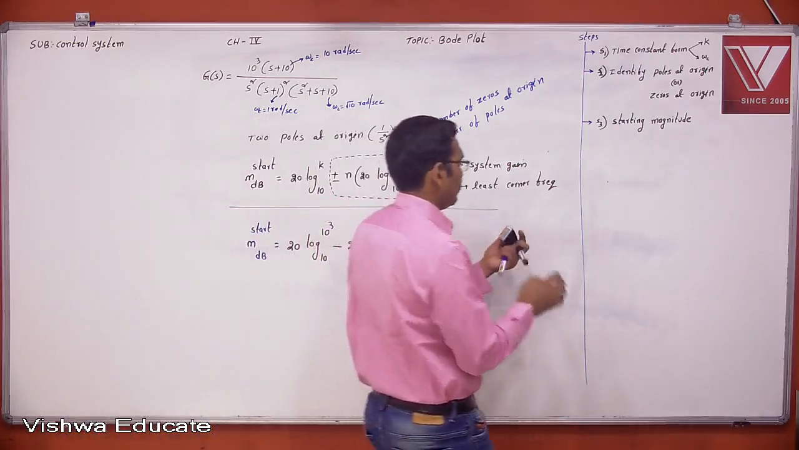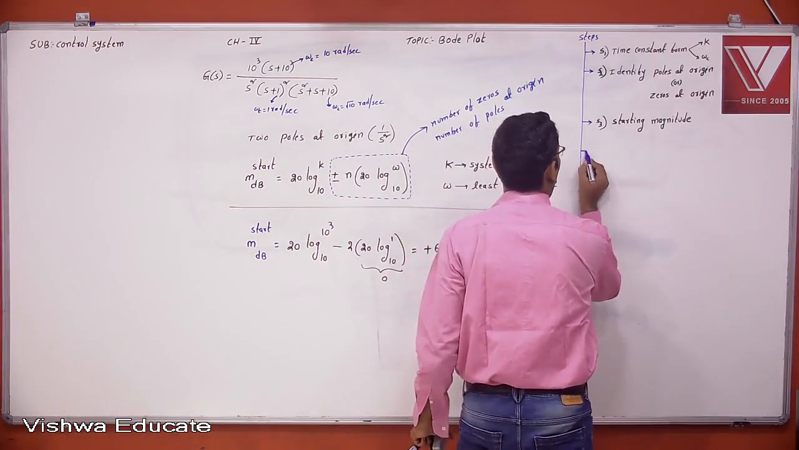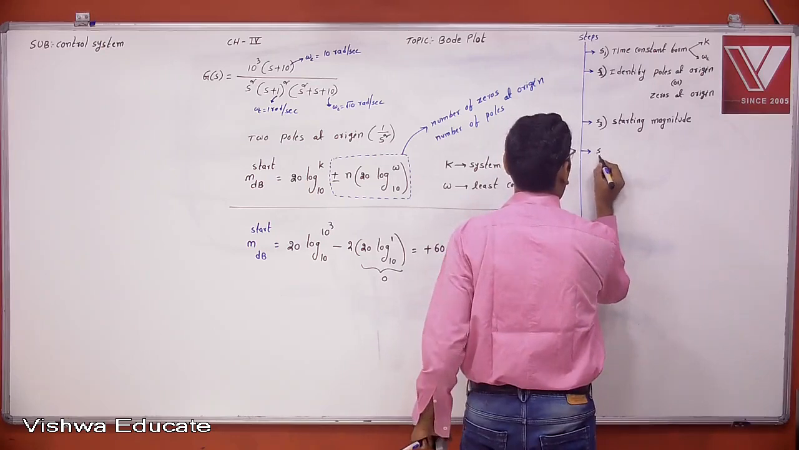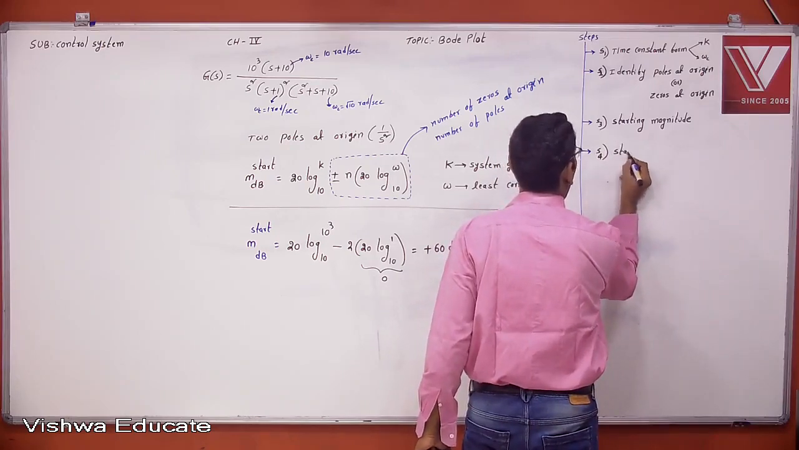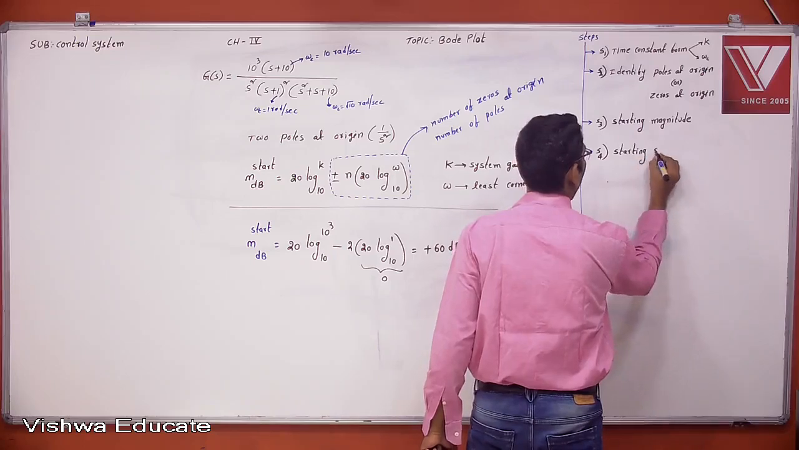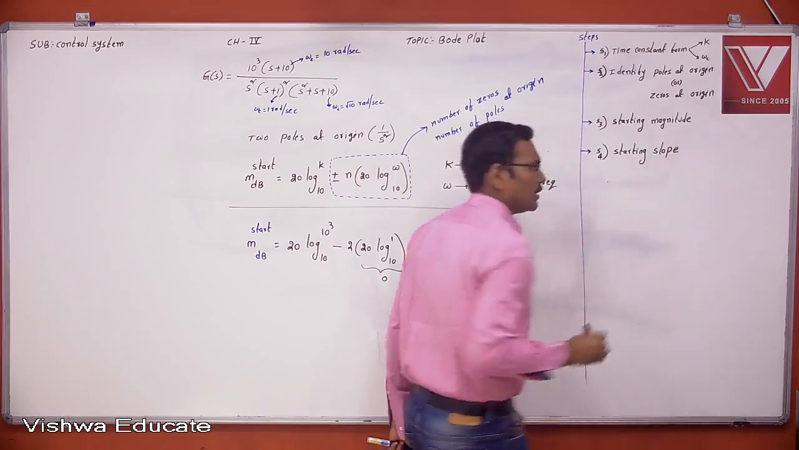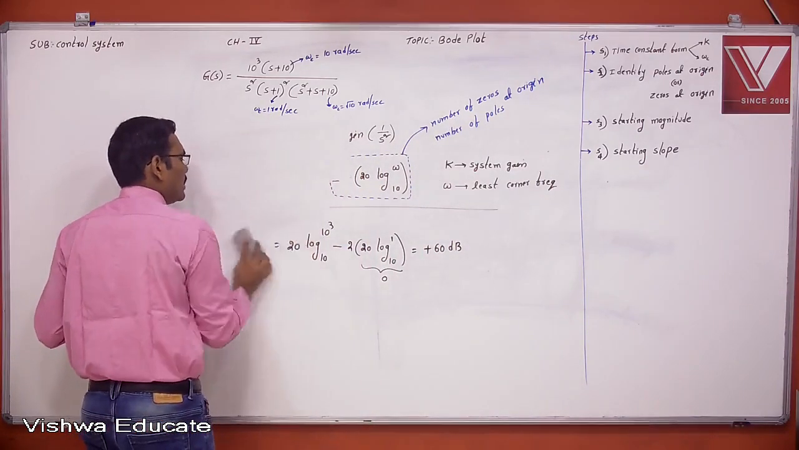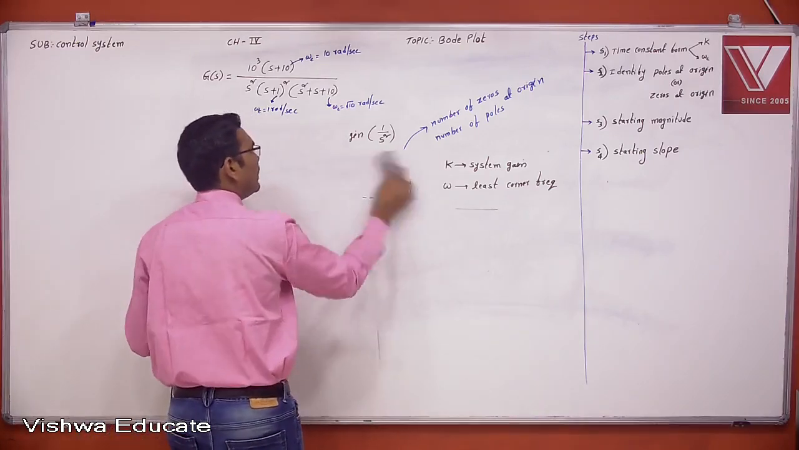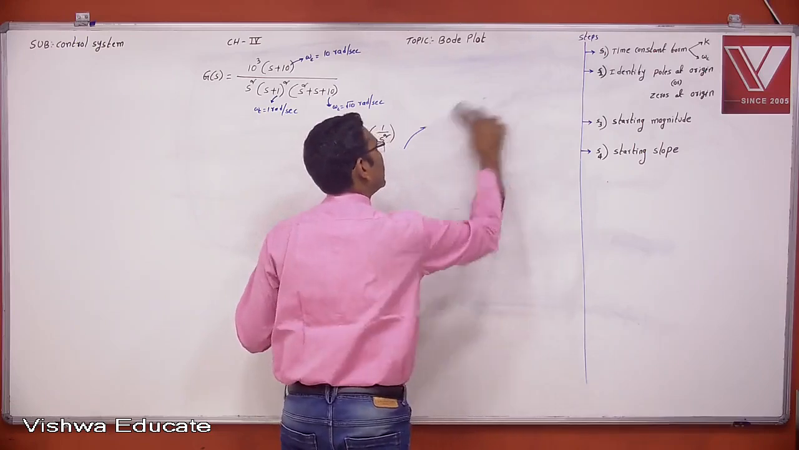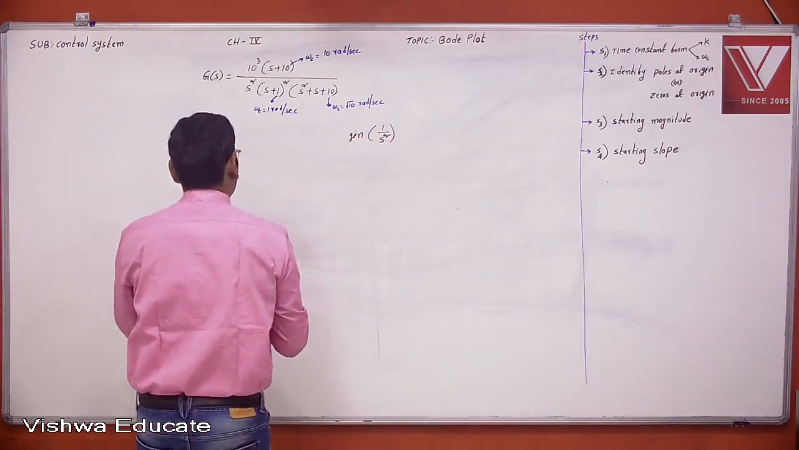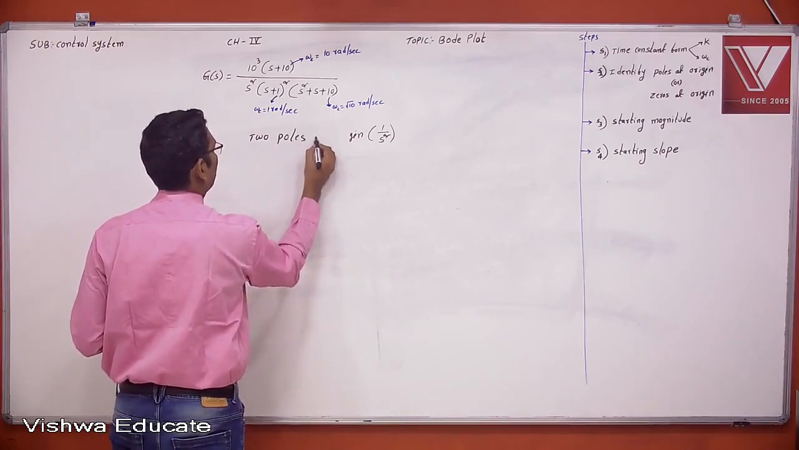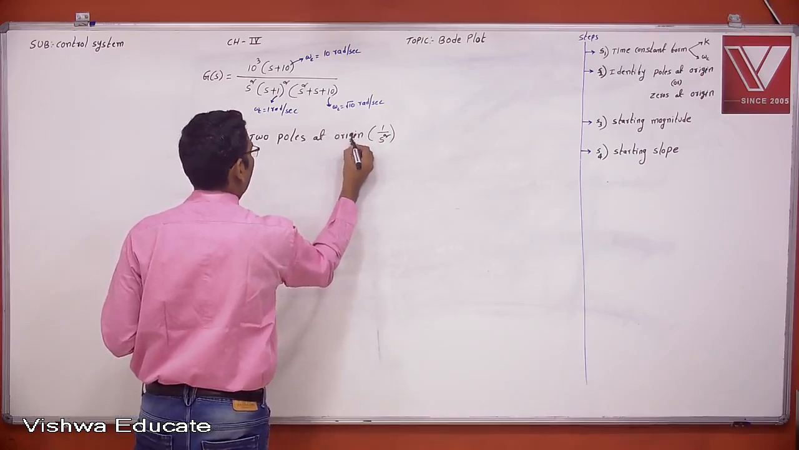Okay. Now this is step 3. Now we'll see step 4. Step 4 is starting slope, the starting slope of the BOD plot. The starting slope is also decided by the number of poles at origin or number of zeros at origin. That is the reason why we identify how many poles or zeros at origin in the given transfer function.